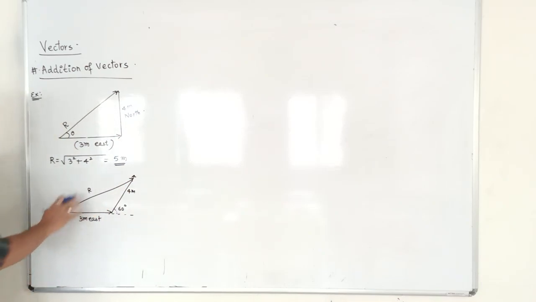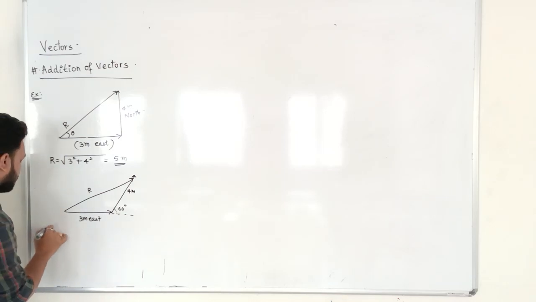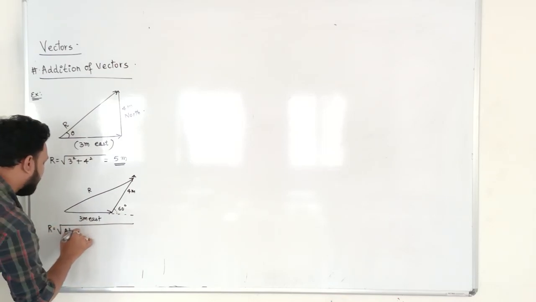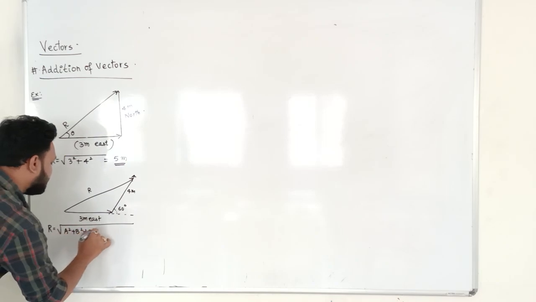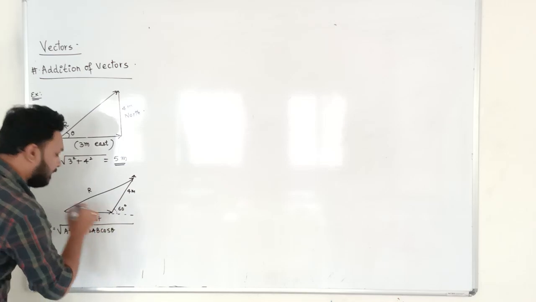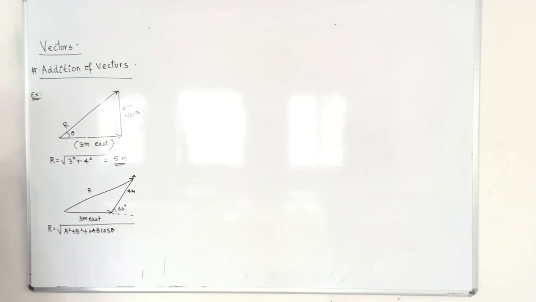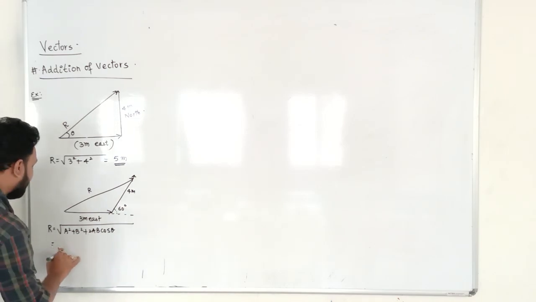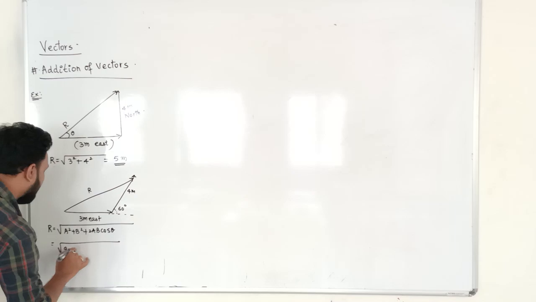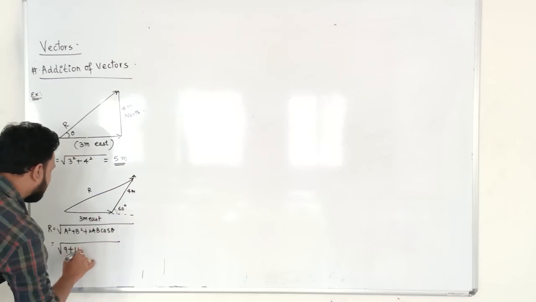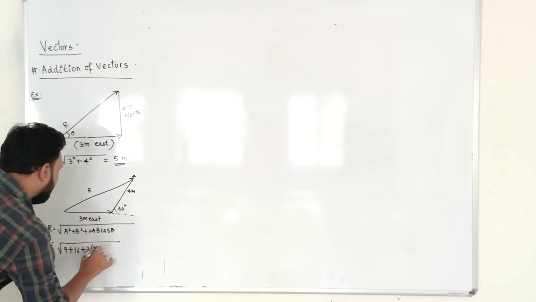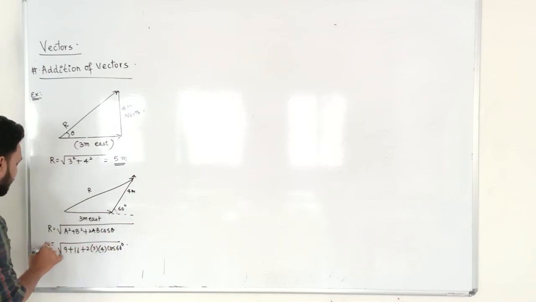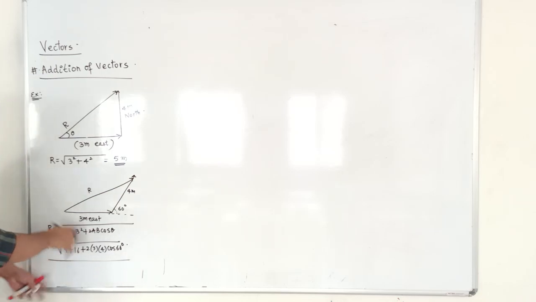Now to understand the resultant, we have the equation R equals under root A square plus B square plus 2AB cos theta. Now what is A? A is 3, square is 9. What is B? 4, 16, plus 2 into 3 into 4 cos 60. If we solve this, we will get the magnitude.